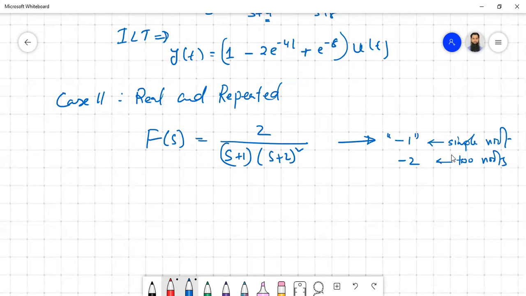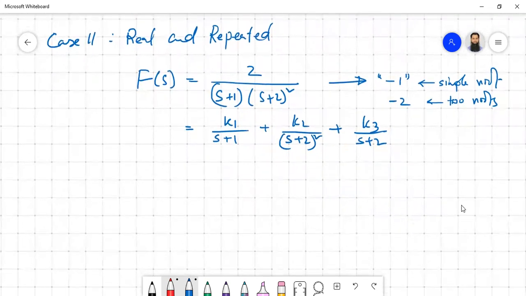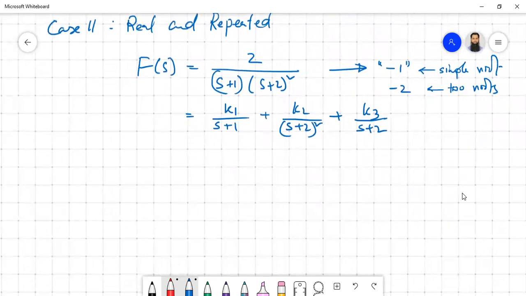Now, you have to actually expand it as k1 by the simple one, then you have to have k2 by (s plus 2) whole square and plus k3 by (s plus 2). Okay, so the multiple poles have to be separated in this way. We'll also see the generalized one, don't worry. So once you have this, finding k1 and k2 is the same as before, so you don't have to bother about it.